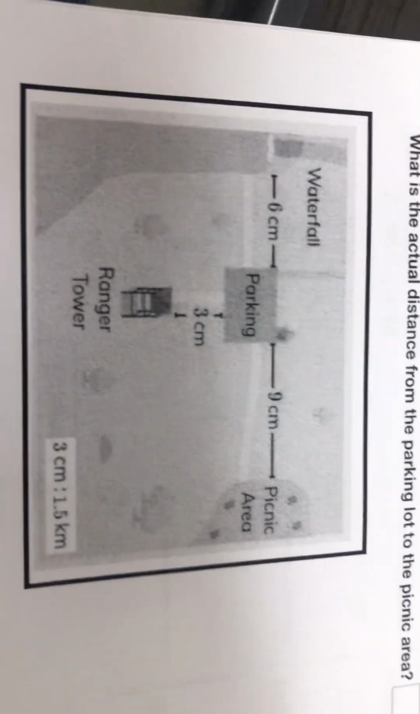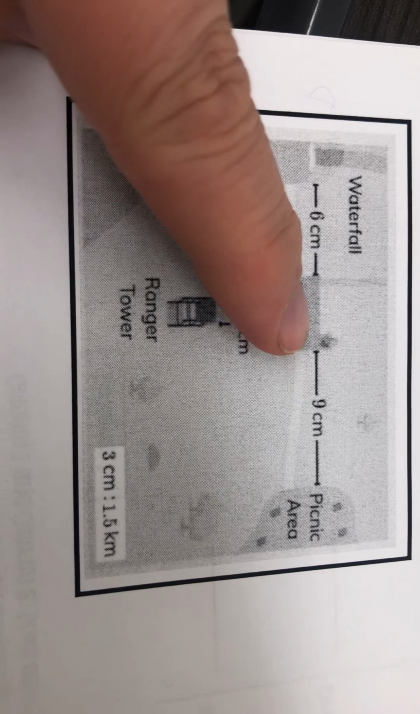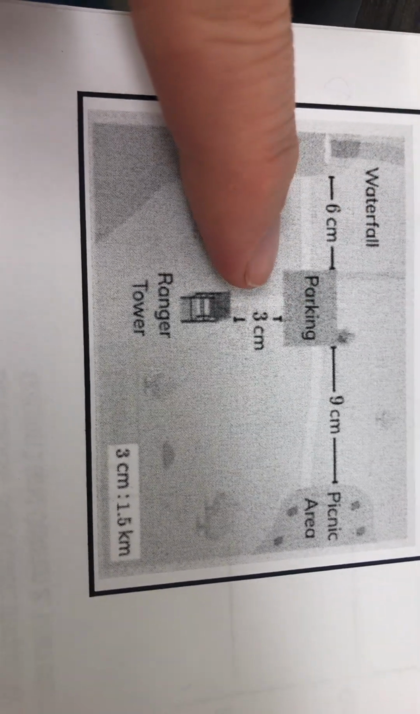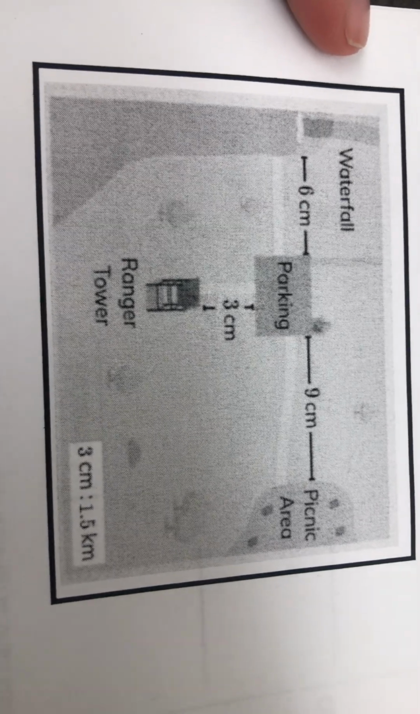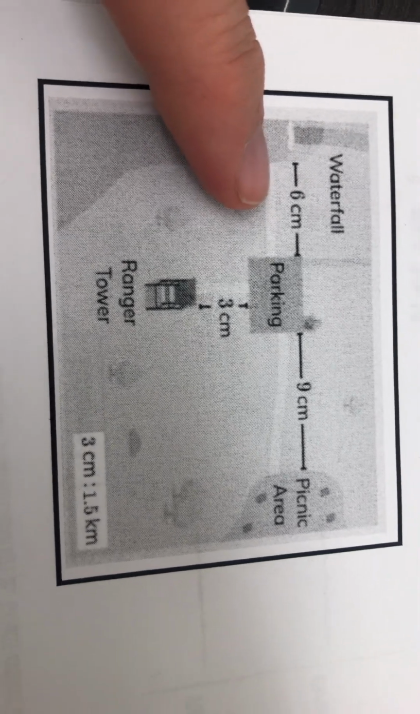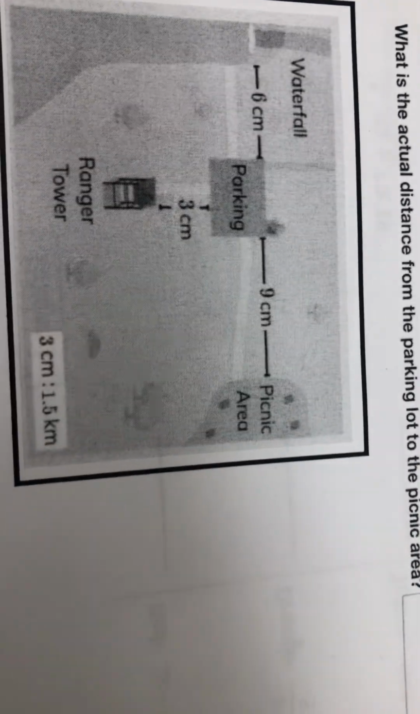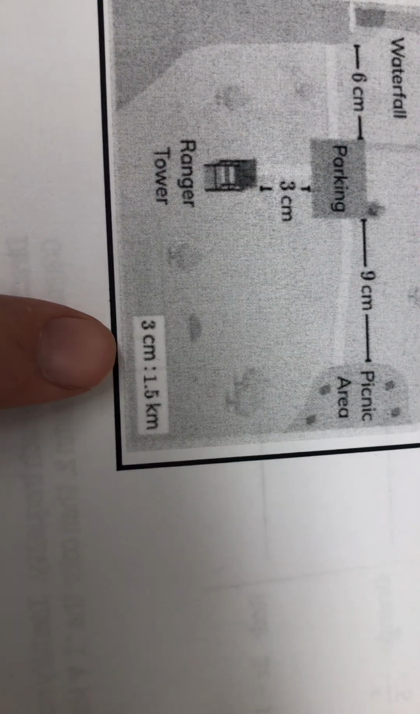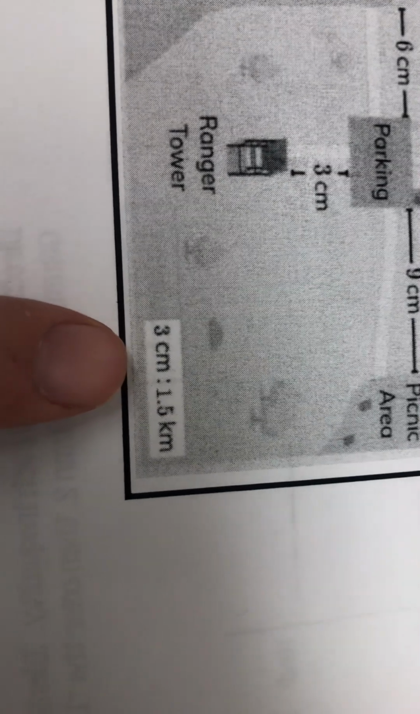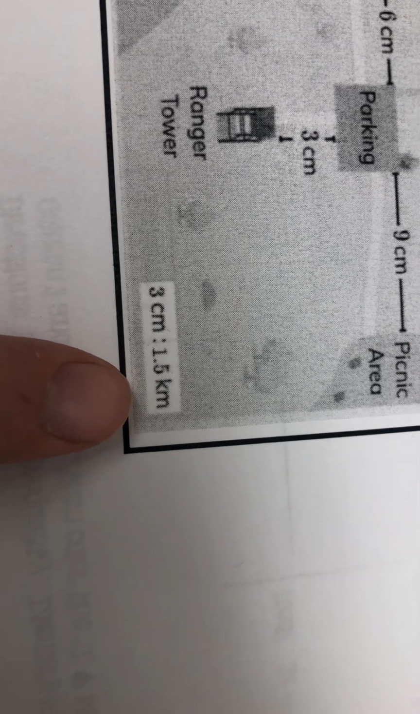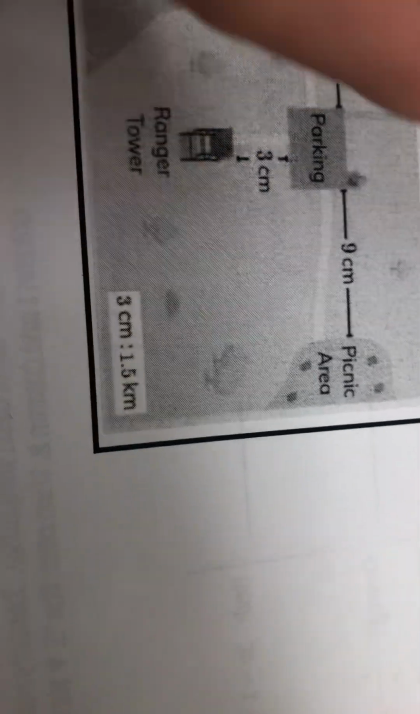Now my next problem gives me a map. There is a parking lot. There is a ranger tower 3 centimeters away. There is a waterfall 6 centimeters away. And there is a picnic area 9 centimeters away. However, the scale shows that 3 centimeters represents 1.5 kilometers. So I want to find the scale factor and some of the actual measurements.